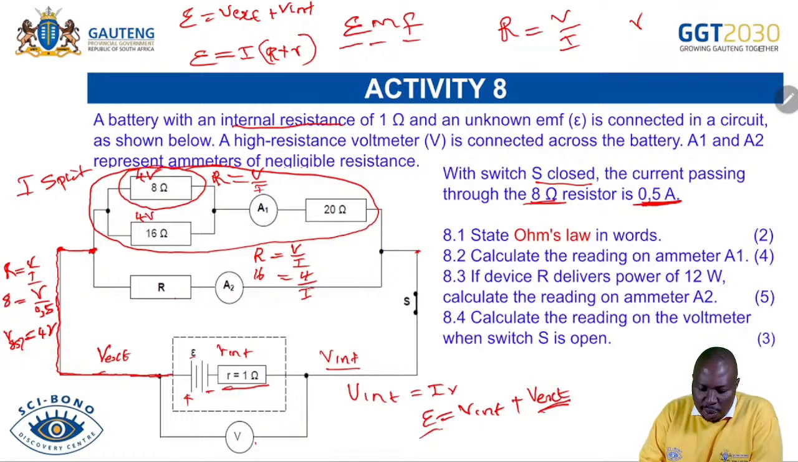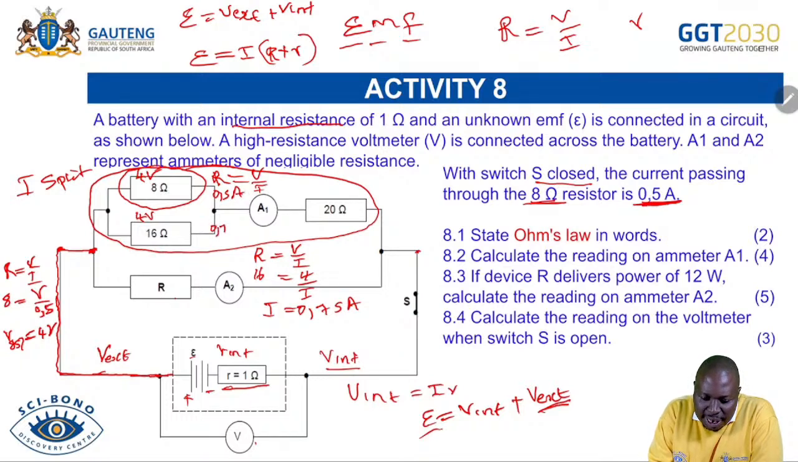Now what happens is that you are going to have 16I equals 4. You divide 4 by 16. Then you will get I equals, I think my math is still correct, 4 over 16 is the same as 1 over 4, which is 0.75. So this will be 0.75 amperes. So you know that for the 8 ohm it is 0.5 amperes, and for the 16 ohm it is 0.75.